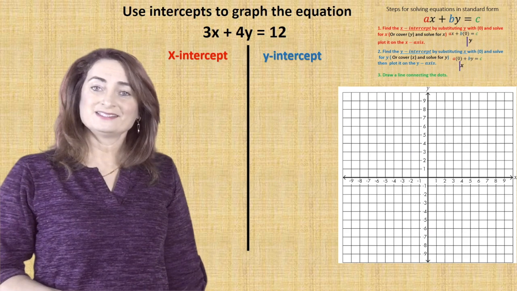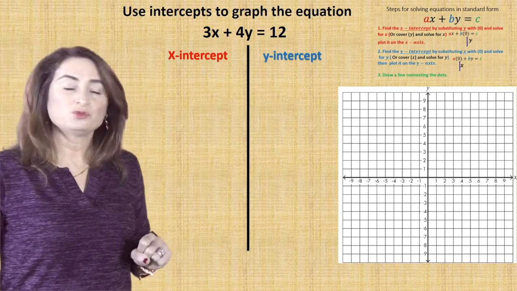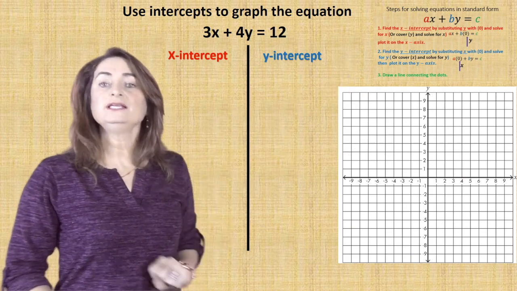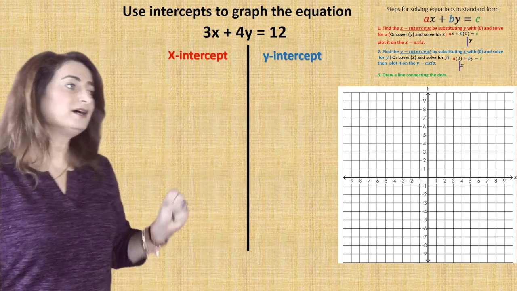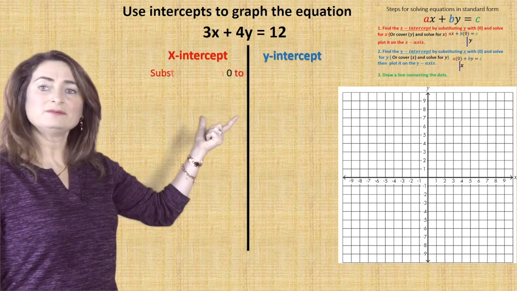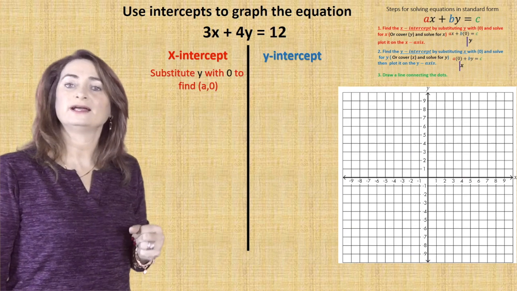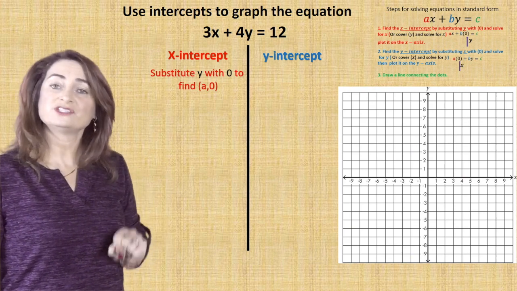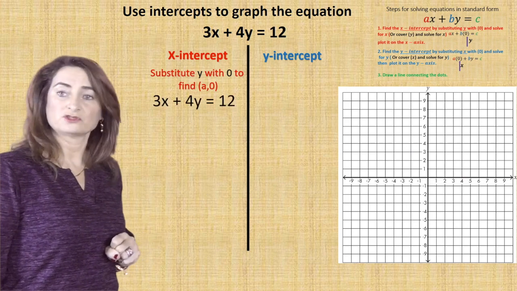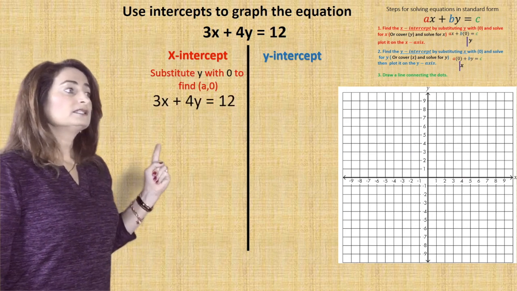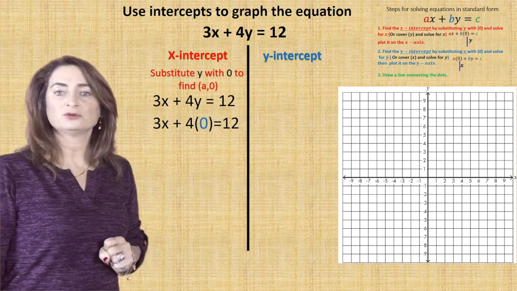Let's practice graphing this equation: 3x plus 4y equals 12. I am leaving the 3 easy steps to graph this equation. Step number 1 is to find the x-intercept by substituting y with 0 to find that coordinate (a, 0), which is the x-intercept. Write the equation 3x plus 4y equals 12. Substitute y with 0, so 3x plus 4 times 0 equals 12.